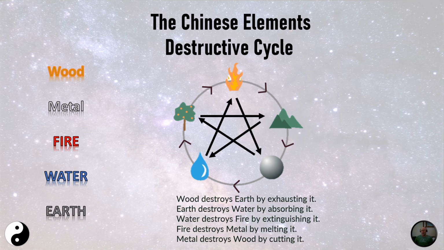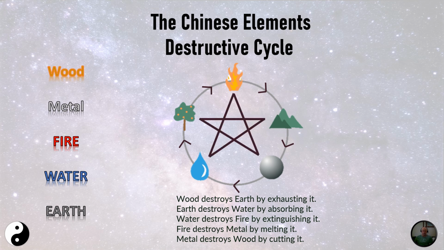On the other side of that is what we call the destructive, because everything has a yin and a yang, a negative and a positive. And so the destructive cycle is where the wood destroys the earth by exhausting it, so it sucks all the nutrients out. Earth destroys water by absorbing it. Water destroys fire by extinguishing it, obviously, and so forth.